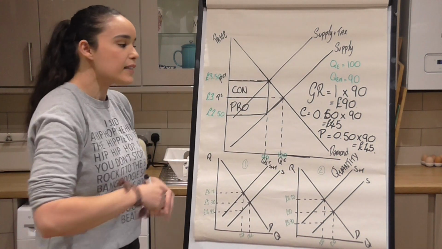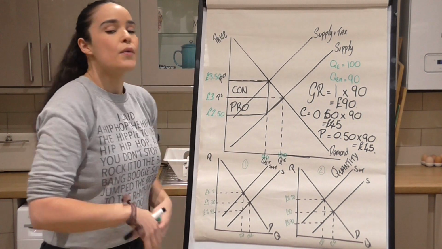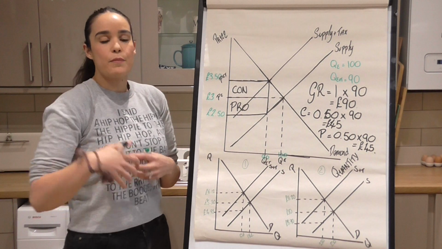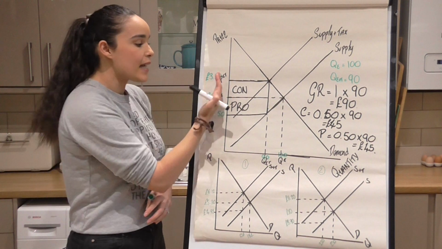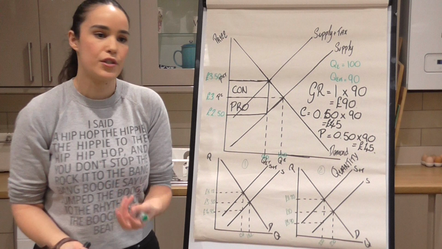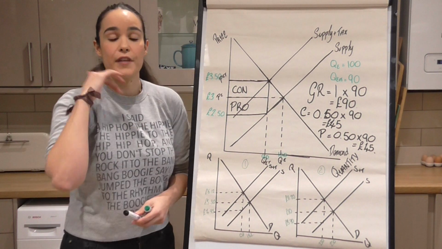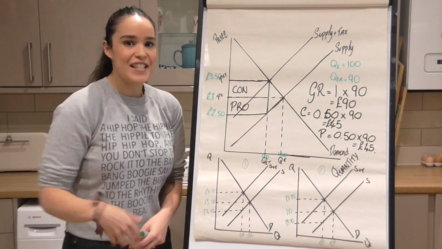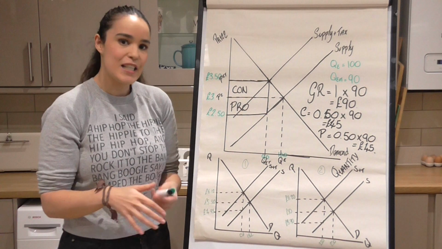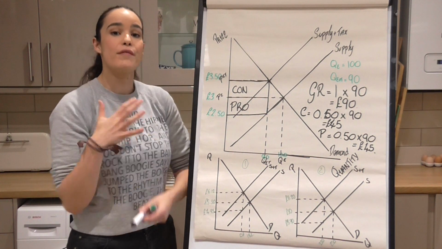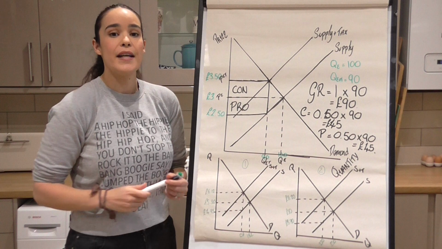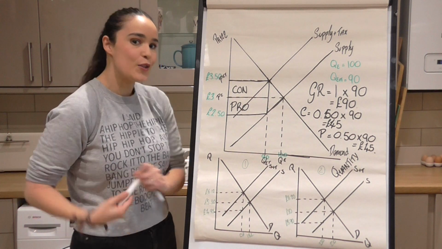Now, this is a really unique example where you have a tax and the producer is actually sharing that tax burden equally with the consumer, so they pay half each. That is not often the case, it's actually incredibly rarely the case, but I just wanted to show you a really quick and easy example. And now I'd like you to have a go on your own.